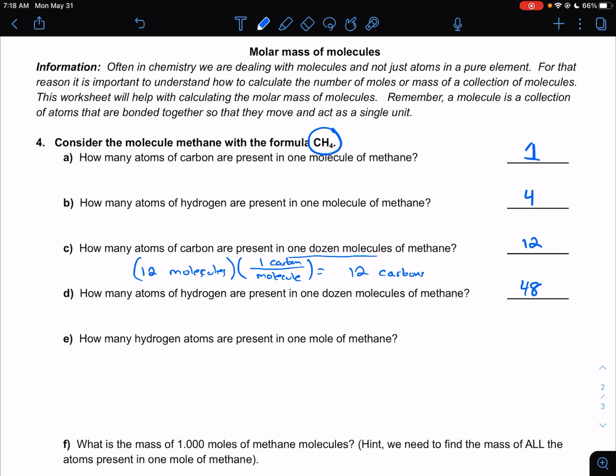So part E, how many hydrogen atoms are present in 1 mole of methane? 1 mole is just a number, just like a dozen. In the first case it was how many in a dozen, now it's how many in a mole. So we're going to start and say, what is 1 mole? 1 mole is 6.023 times 10 to the 23rd. In this case, we're going to have atoms, and then we see there's 4 hydrogen atoms per molecule.